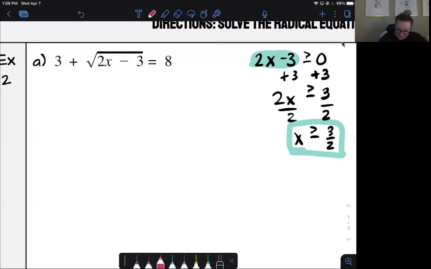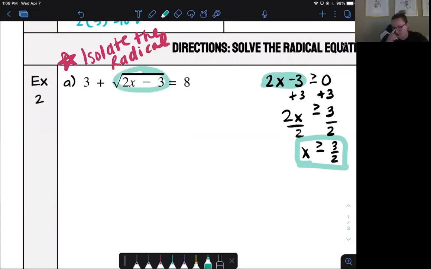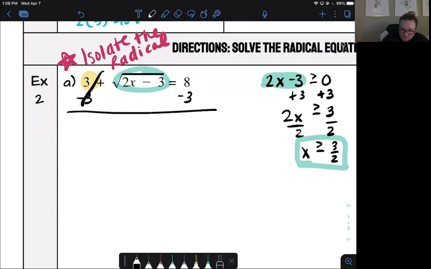Well, once again, we still want to follow the same rule from example 1. We always isolate the radical as our first step. So we want to get the square root of 2x minus 3 by itself on the left-hand side. Well, what's keeping the square root of 2x minus 3 from being alone? This 3. Well, that 3 is positive. So to move it to the other side, I'm going to subtract it. So 3 minus 3 cancels. Now I'm left with just the radical, 2x minus 3. The square root of 2x minus 3 equals 8 minus 3, which is 5.